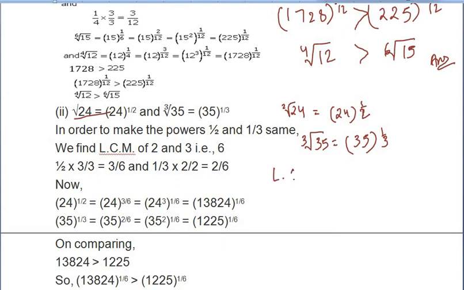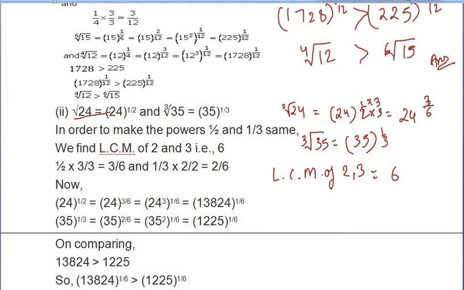So what we will do? We will take the LCM of 2 and 3. When we will take the LCM of 2 and 3, it will be 6. That means we have to convert this into such a number so that power in denominator there should be 6. So 24 and here 1 upon 6. To make it 6, I will multiply this number with 3. Here also I will multiply 3.